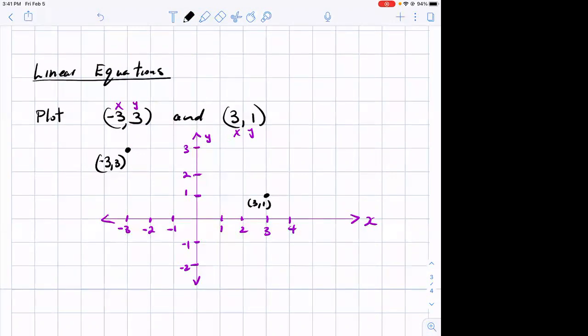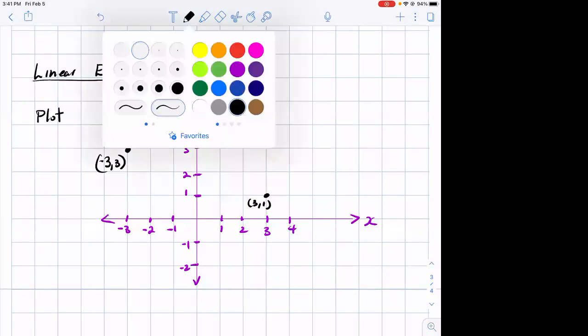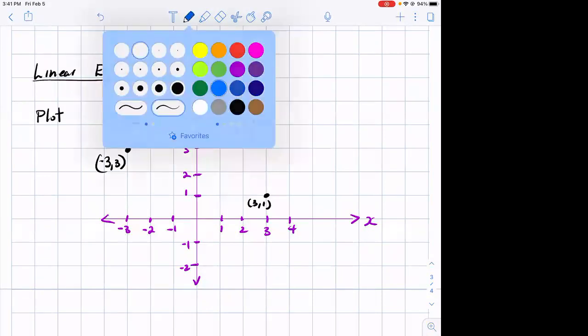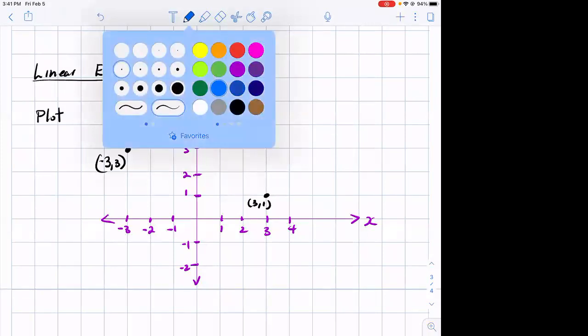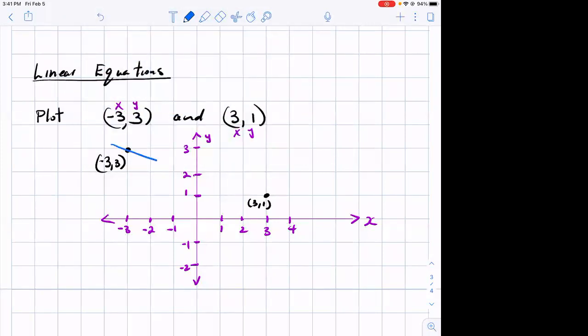Now, if we connect those two dots, okay, you will notice that we have a straight line, okay, and that line is continuous. It just passes through those 2 points. And that is what we call a linear equation, okay? A linear equation, hence a straight line.